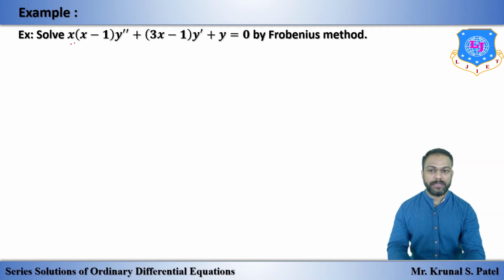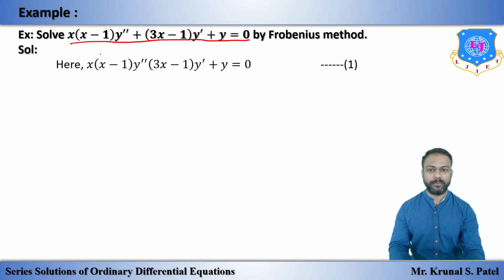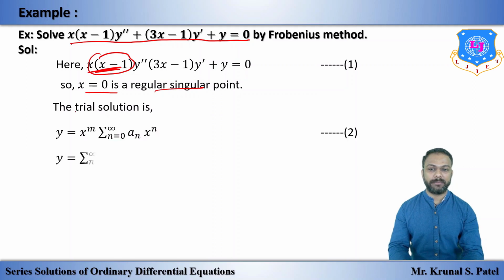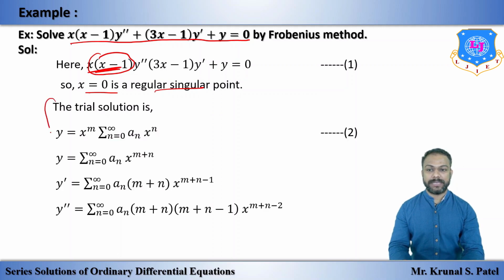Okay, so solve this second order linear homogeneous differential equation by the Frobenius method. First, as I told, if we put x is equal to 0 in this coefficient, it becomes 0. So x is equal to 0 is our regular singular point. So the trial solution is given by this. As I told, this is the entire trial solution, it never changes for a regular singular point, and this is our first step.